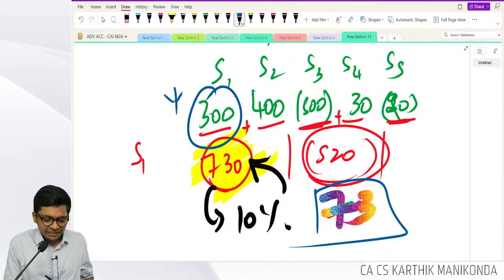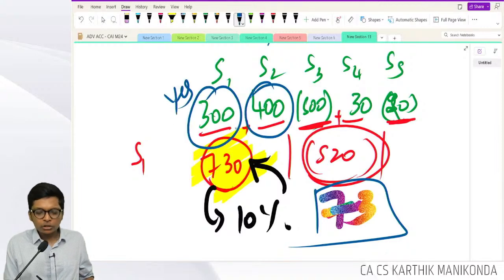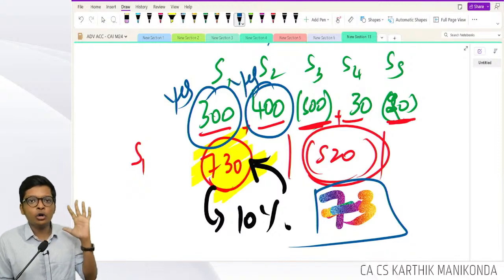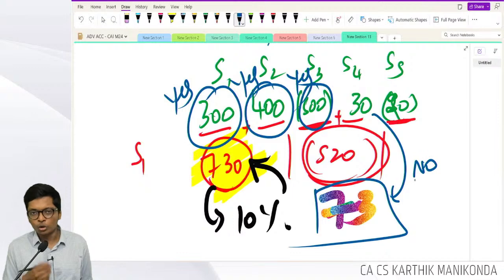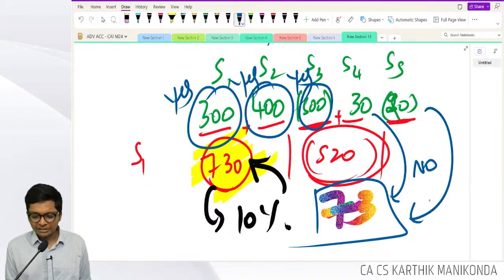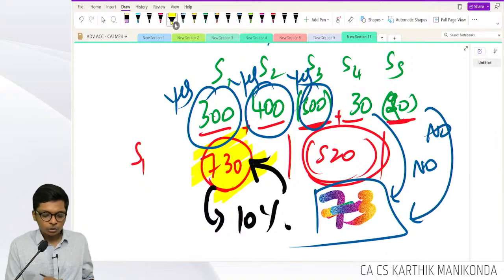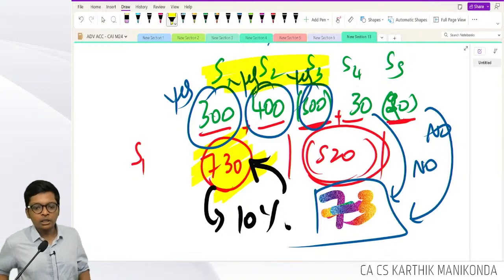300 crosses 73, yes, reported. 400 crosses 73, yes, reported. 500, sir, it's negative. Ignore the negative sign. 500 crosses 73, yes, reported. 30 doesn't cross 73, no, don't report. 20 doesn't cross 73, no, don't report. So my reportable segments as per result test will be segments 1, 2, 3.